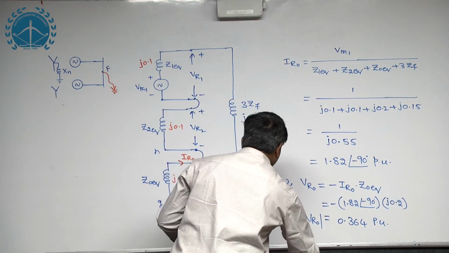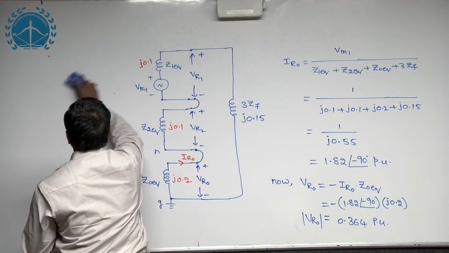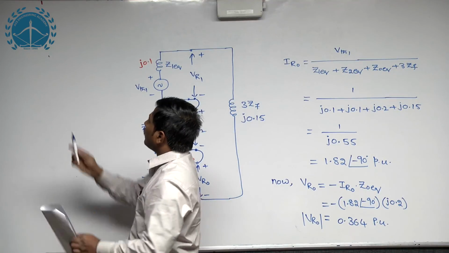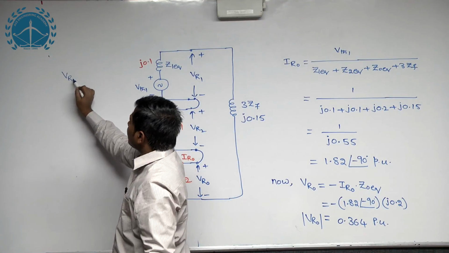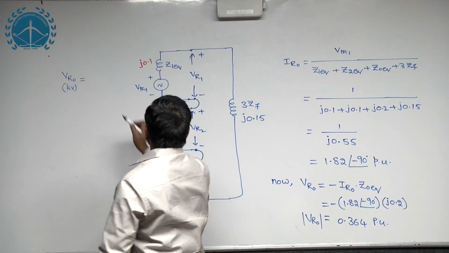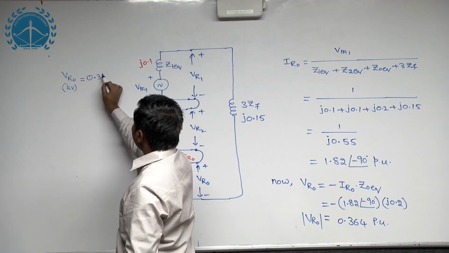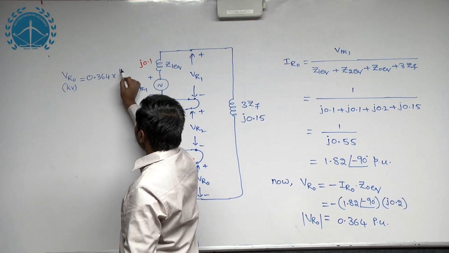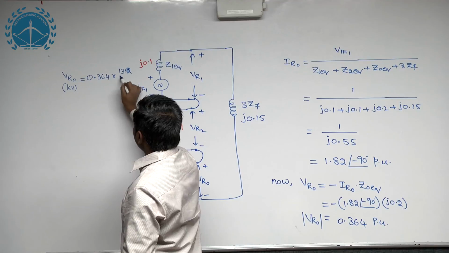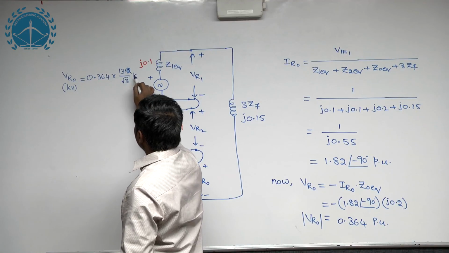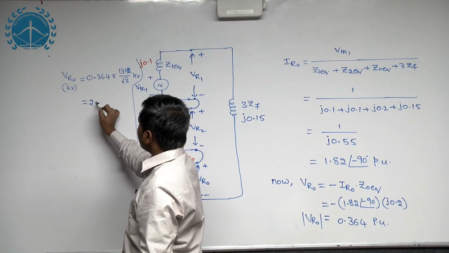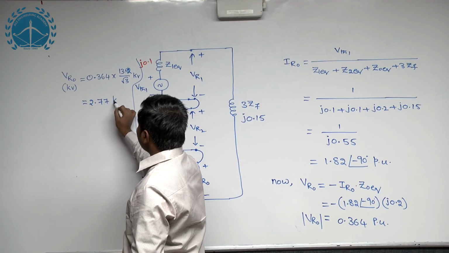If you are converting this into kilovolts, we have to multiply that number with the base voltage given in the data, so VR0 in kilovolts I am writing here: it was 0.364 per unit. We should multiply with the kV base per phase, which is 13.2 by root 3 kilovolt. So the answer comes to around 2.77 kilovolts.